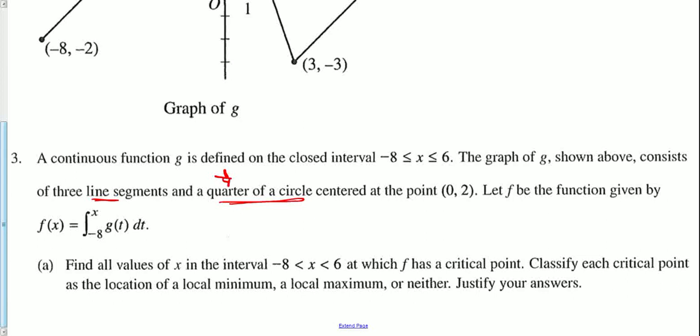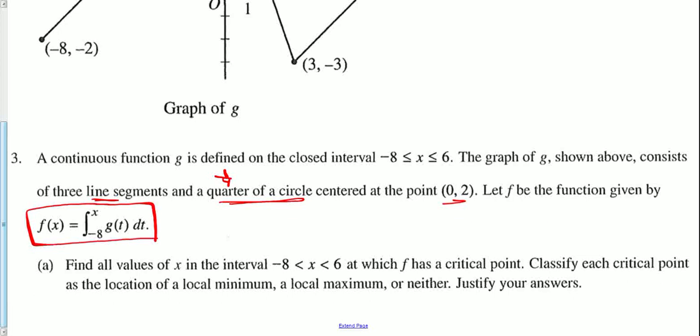It's 3 line segments and it's a quarter circle, so they're telling you what types of shapes it is, so be aware of that. They're lines, and it's a quarter of a circle, so think about it that way. So you take the area of a circle divided by 4 if you ever needed to, and they're giving you the point where the center of the circle is 2, so that's nice.